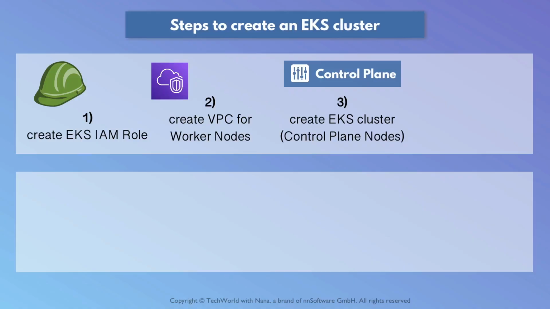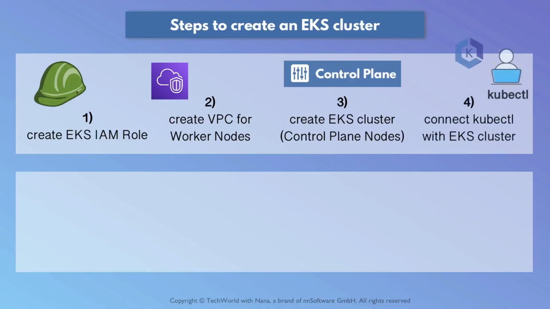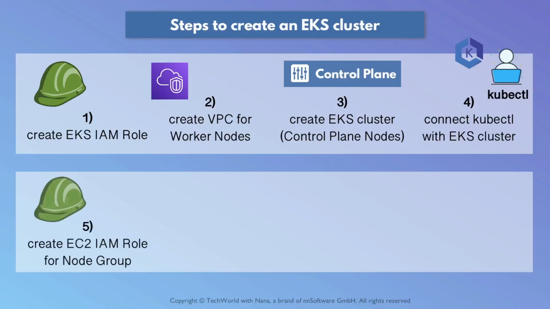And finally, when the cluster is created, so the control plane nodes are up and running, we're going to connect to that cluster using kubectl command line tool from our local machine. So next, we're going to have to create the worker nodes for the EKS cluster. For that, first we're going to create a role that we're going to assign to EC2 service to give it certain permissions to call AWS API and configure and create stuff in our AWS account.